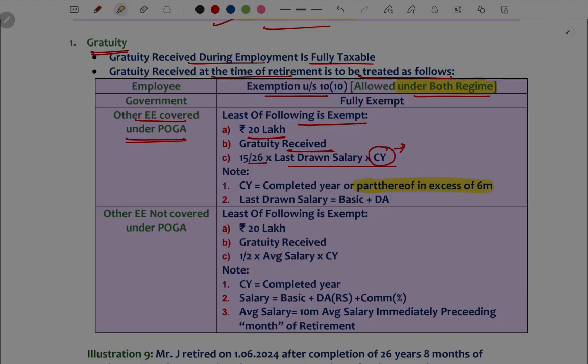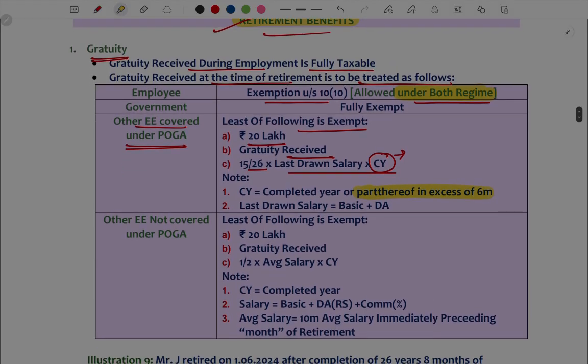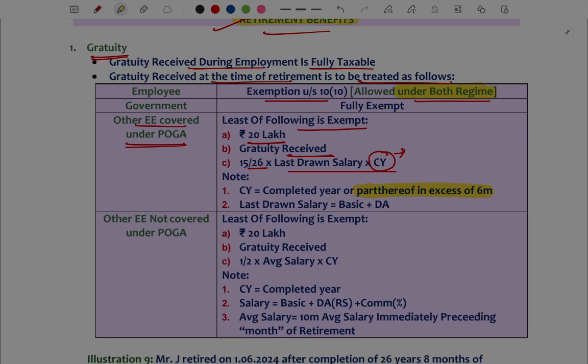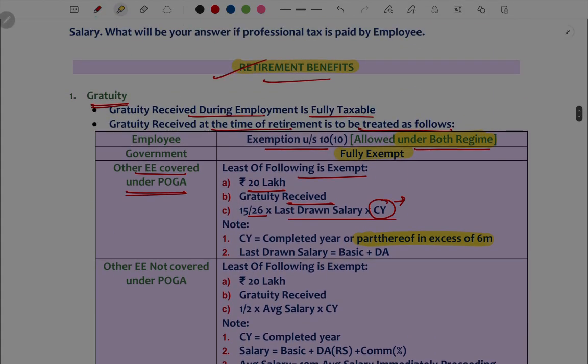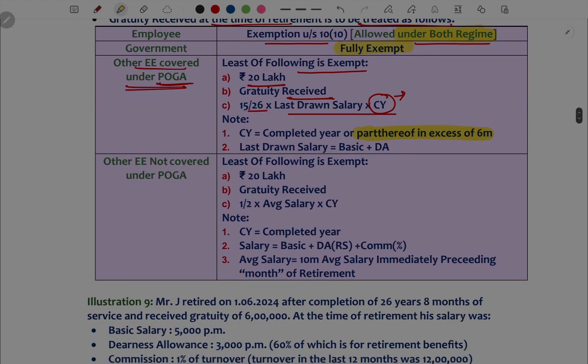Now you have to see the employee exemption under section 10(10), allowed under both the regimes. Government is fully exempt. Other employees covered under POGA, which is something like the Gratuity Act. I don't remember the name, to be honest. So the least of the following is exempt: the ceiling limit of 20 lakhs, or the gratuity received, or 15 by 26 of the last drawn salary into completed years. Whichever is less shall be exempted.